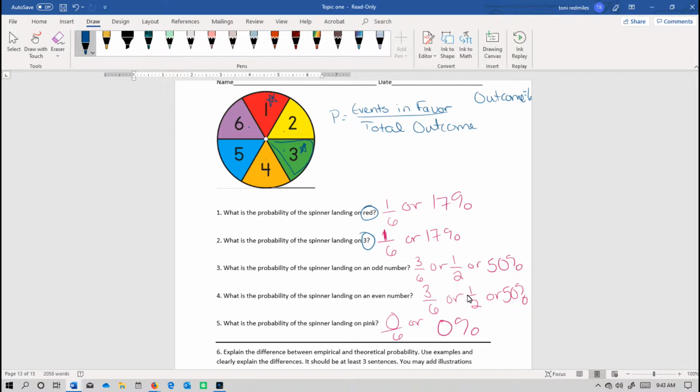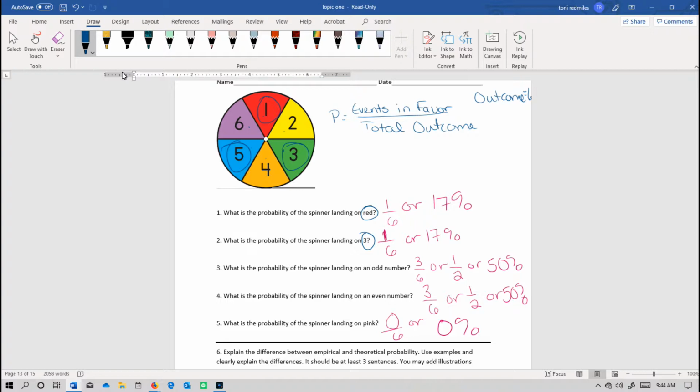What is the probability of the spinner landing on an odd number? Well, there are more than one odd number in this particular spinner. This is an odd number, this is an odd number, this is an odd number. So in this one we have 3 events in favor of the probability and still only 6 total outcomes. So 1 out of 6, 1 over 6, or 17% is correct. Oh, sorry. I don't know why I said 1. It would be 3. There are 3 favorable events out of 6. So 3 out of 6, or you could reduce that to 1/2.